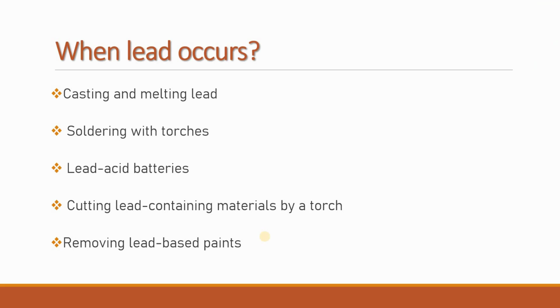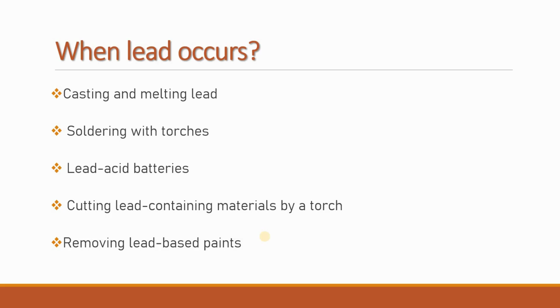Now the next question is: in what situations can lead be produced? When you cast and melt it, casting and melting can result in lead fumes. Soldering with torches and forming different kinds of materials with torches may also produce lead. Lead can also be used in batteries. When you cut lead-containing material with a torch, lead will occur. It's also used in different paints, so removing lead-based paints will also produce lead.